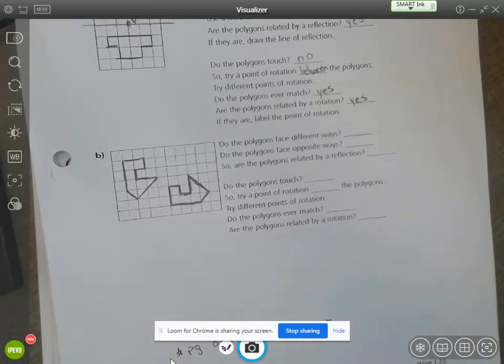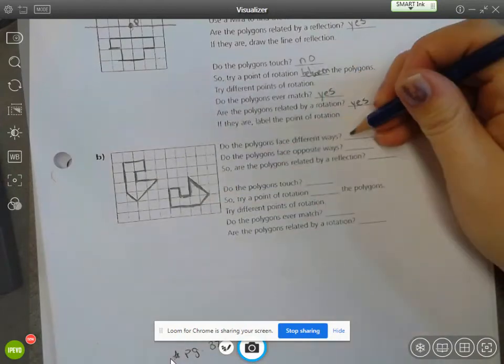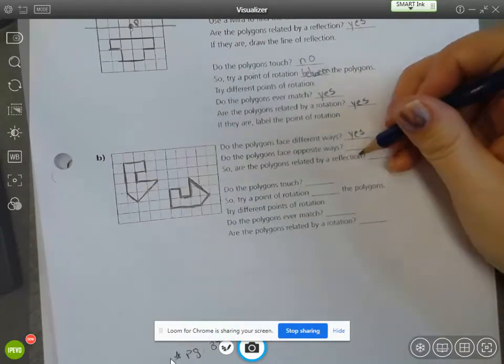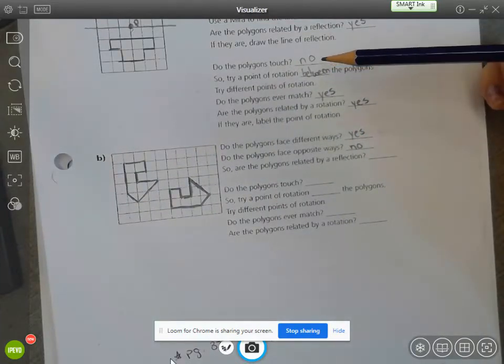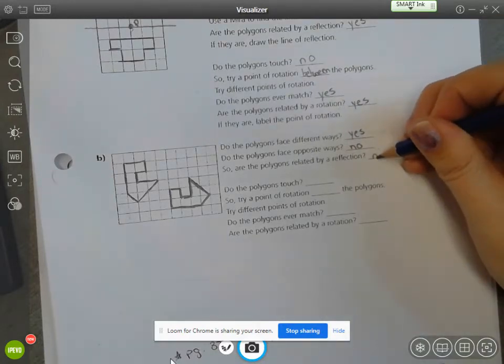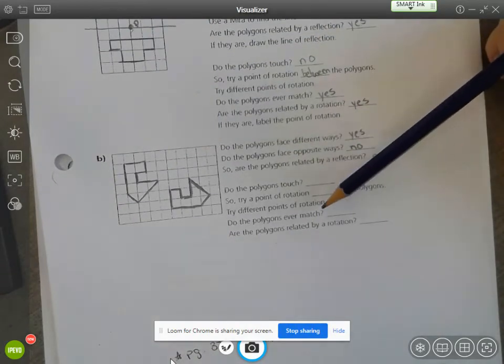Second question, do the polygons face different ways? So yes, they are facing different ways, but are they facing opposite ways? And the answer to that is no. So because they are not opposite of each other, I can say that there are no lines of reflection because they would not match. Second thing to look at is the rotational symmetry.